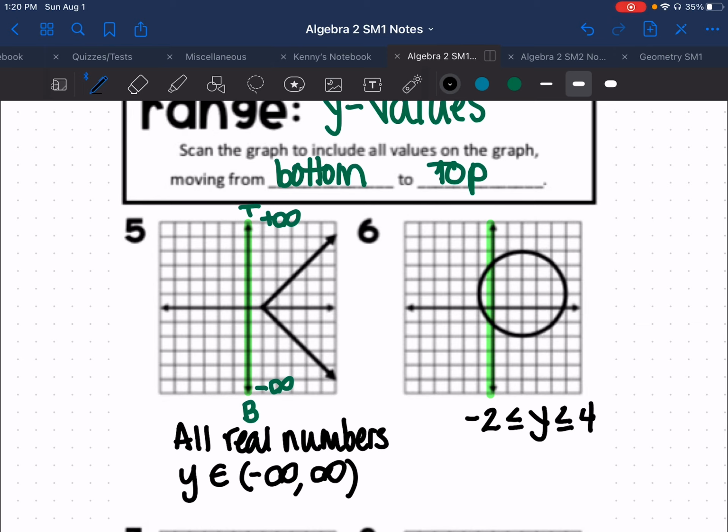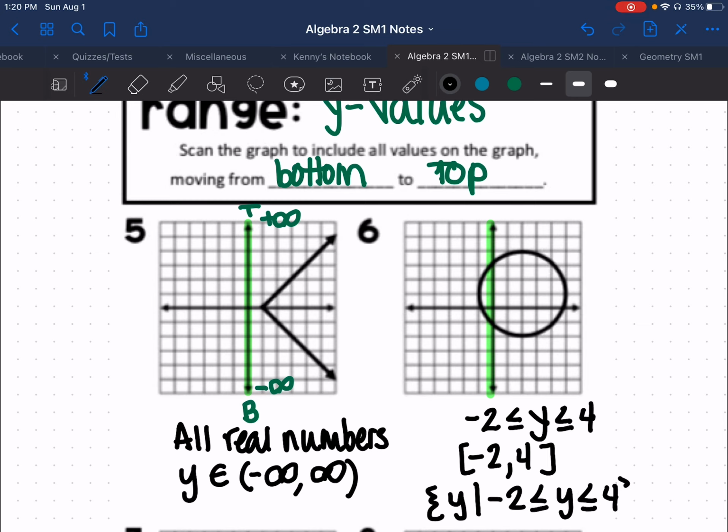All right, if I were to write that in interval notation, I would simply write -2, comma 4, and they would both get a bracket because they are closed. If I were to write it in set builder notation, I would just add the curly bracket y such that, and then I would put the inequality that I already wrote.